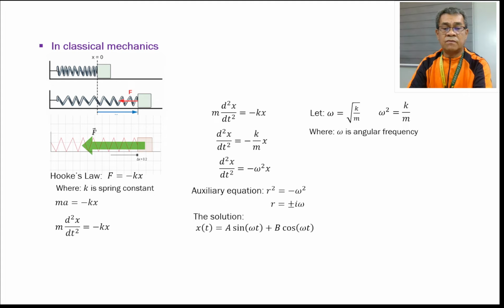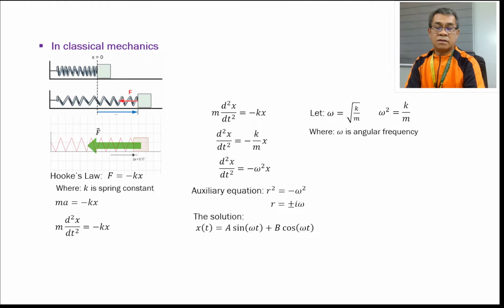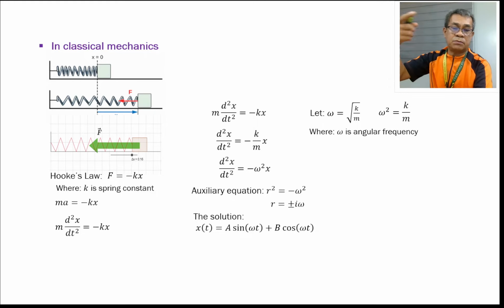So we have two values of non-repeating roots, positive i omega and negative i omega. So the solution of this is sinusoidal. It's oscillating, so we have the sine and the cosine. Okay, so the solution is also exponential, no?